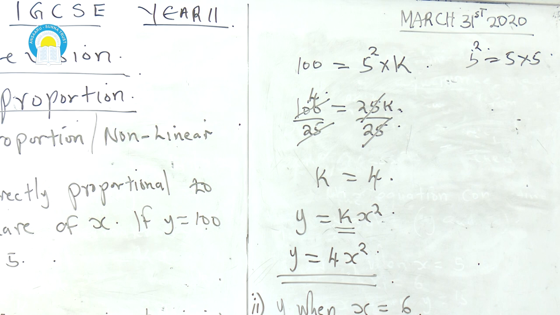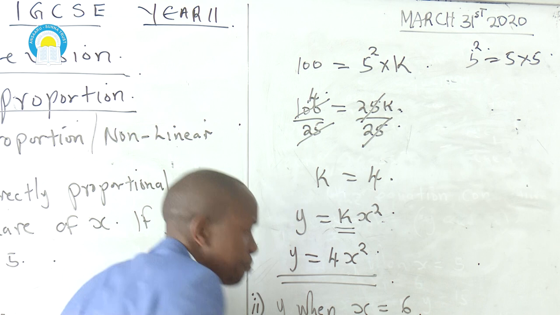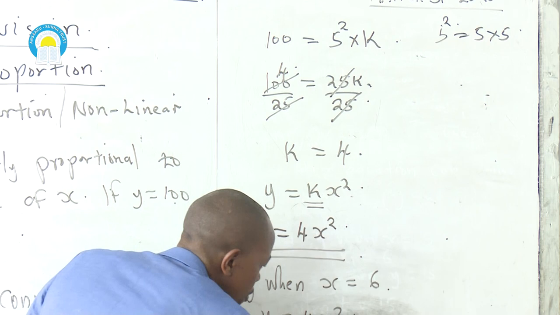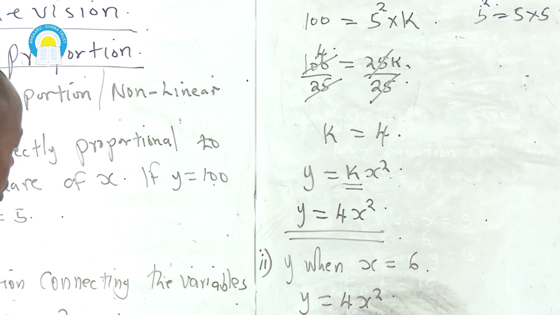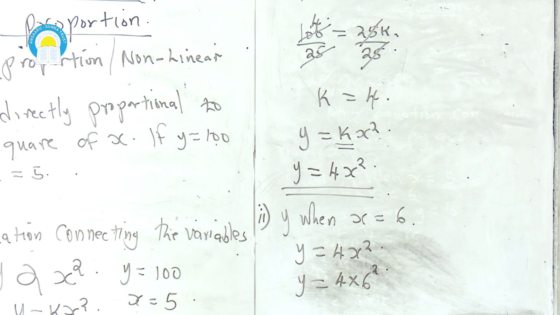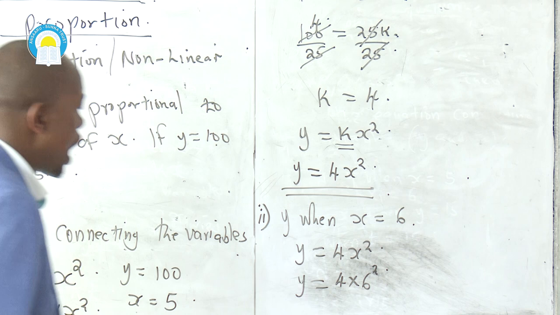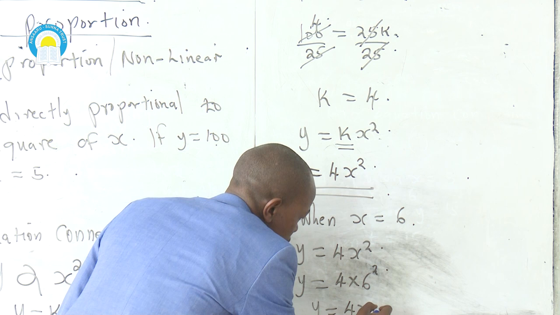This means it is y is equal to 4 times, there is a multiplication between these two, 6 squared. 6 squared will give us 36. Now, 36 times 4 will give us 144. That means y is equal to 4 times 36. Our y is equal to 144.